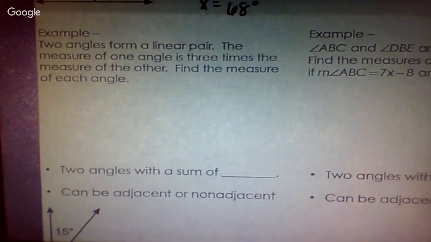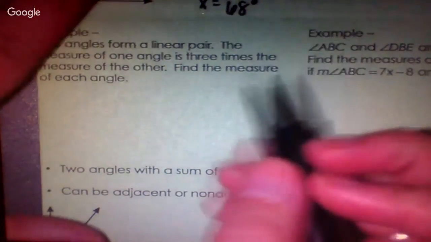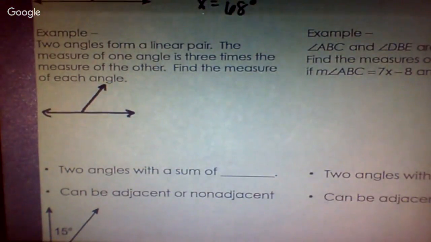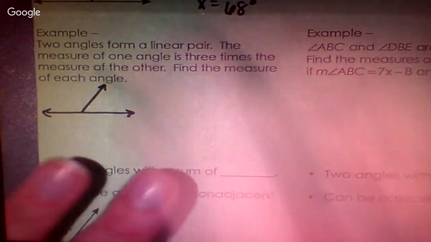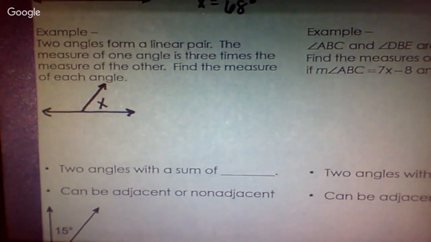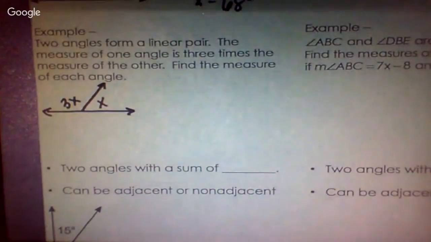So, two angles form a linear pair, which means they have to create a straight line. To make them into two angles, just draw yourself a ray. That splits it into two angles. It says the measure of one angle is 3 times the measure of the other. So if this angle is x, and the other angle is 3 times that, how do I write that? 3x.